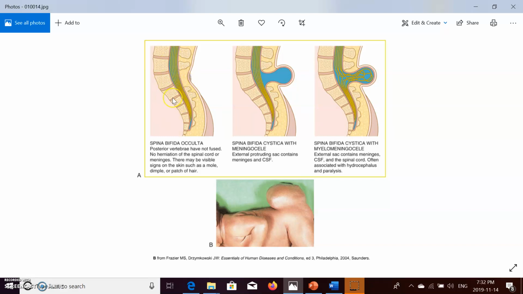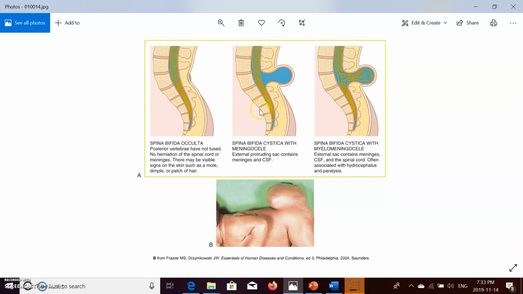People that have spina bifida occulta, meaning hidden, oftentimes don't even know it until they have an x-ray performed and the doctor says, oh, by the way, you have a small case of spina bifida. They have no herniation of the spinal cord, and they usually have very little residual implications in their life.